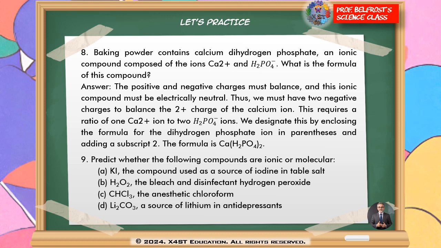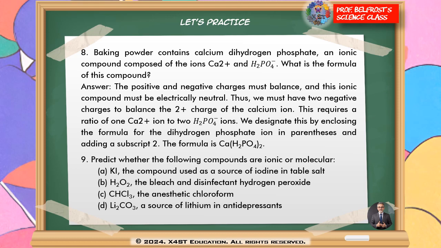Here's the solution for you. The positive and negative charges must be balanced, and this ionic compound must be electrically neutral. Thus, we must have 2 negative charges to balance the 2 positive charges of the calcium ion. This requires a ratio of 1 Ca2+ to 2 H2PO4- ions. We designate this by enclosing the formula for the dihydrogen phosphate ion in parentheses and adding a subscript 2. Then the formula is Ca(H2PO4)2.